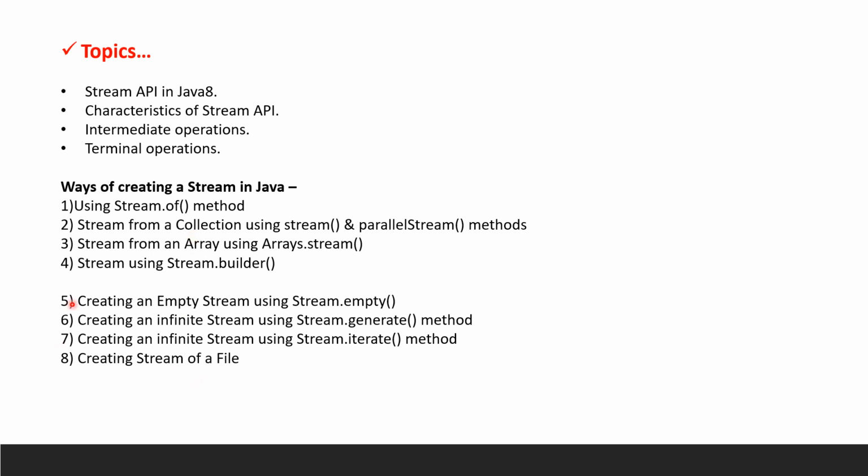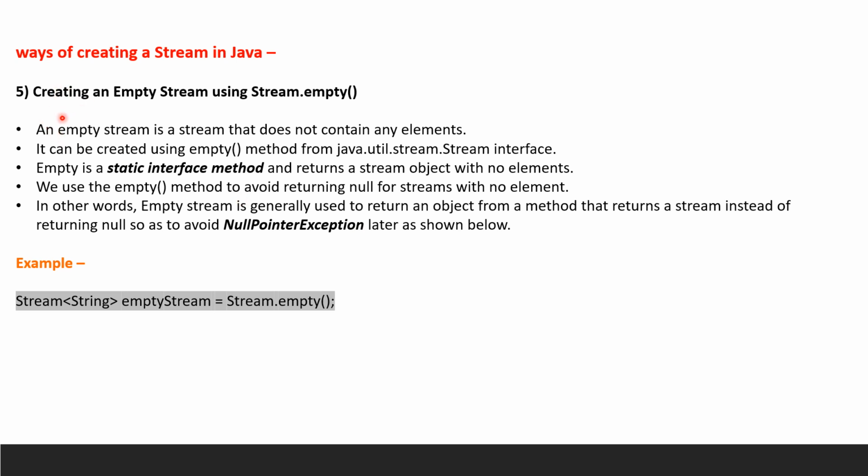Today we will be covering the remaining four methods of creating a stream in Java: creating an empty stream using the Stream.empty method, creating an infinite stream using the generate method and also using the iterate method, and creating a stream of a file. So let's start. Here the fifth method, using the Stream.empty method, we have to create a stream.